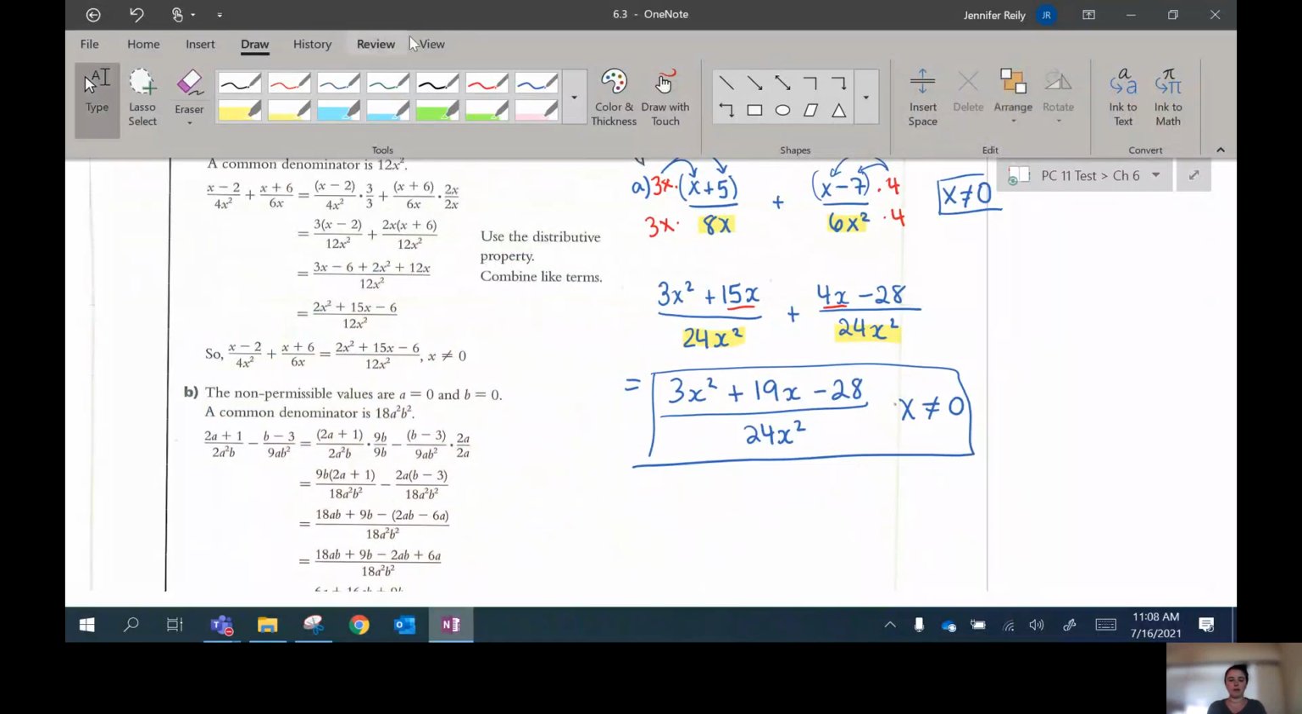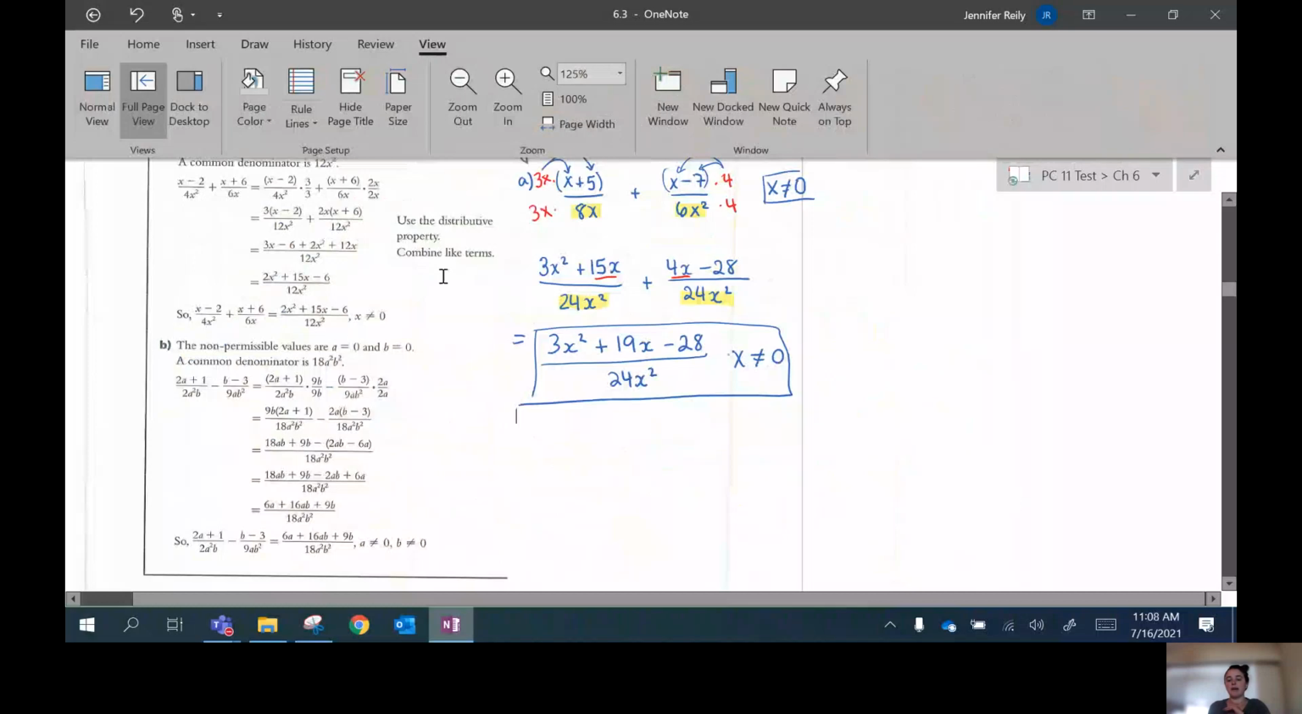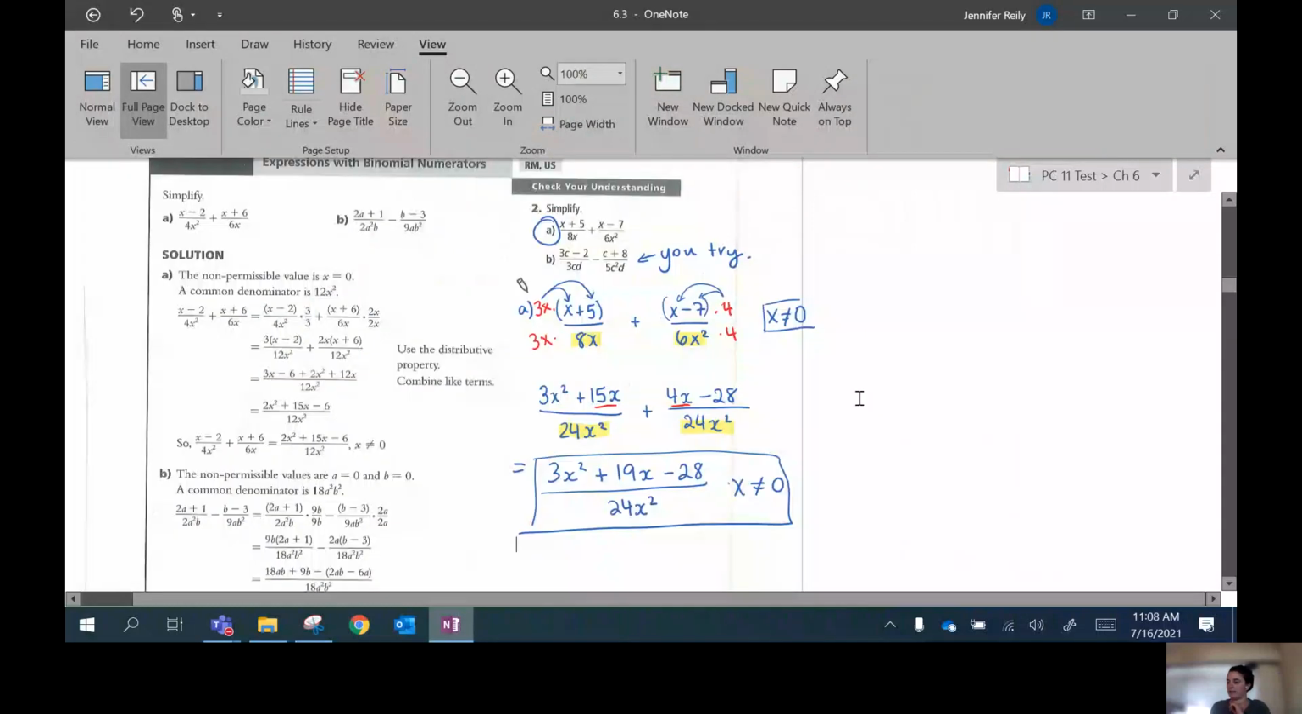That's it. So the only difference here between check your understanding number 1 and 2 was that because the numerators had more than one term, we had to make sure to multiply that 3x and that 4 into both terms. Okay, let's try a slightly harder example now where we have three rational expressions to add or subtract.